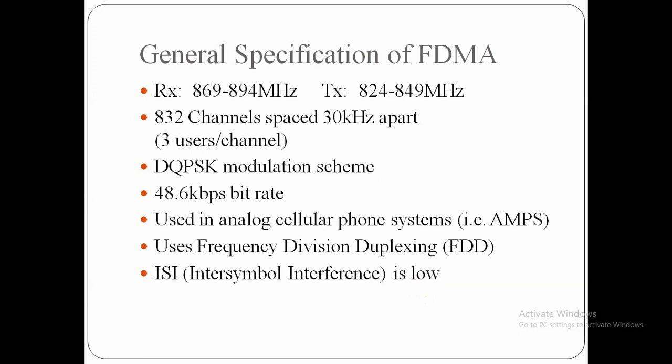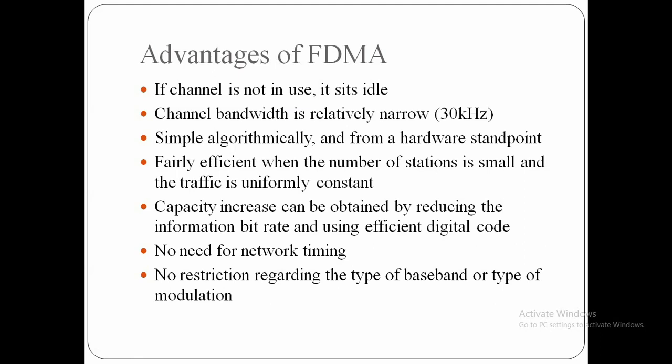FDMA does not have the timing problems that TDMA has. Due to the frequency filtering, FDMA is not sensitive to the near-far problem, which is pronounced in CDMA. It requires high performance filters. Now the disadvantages, after the advantages of FDMA.